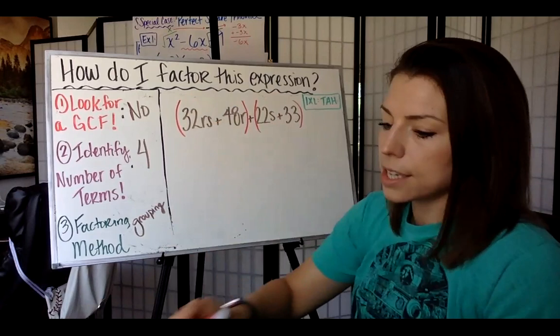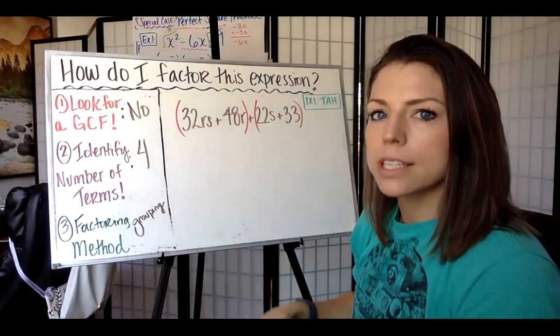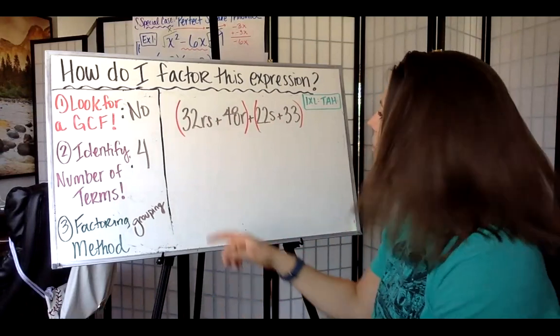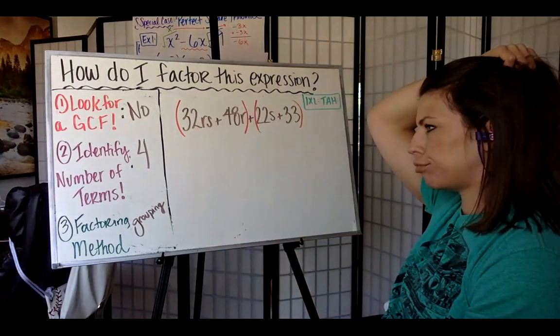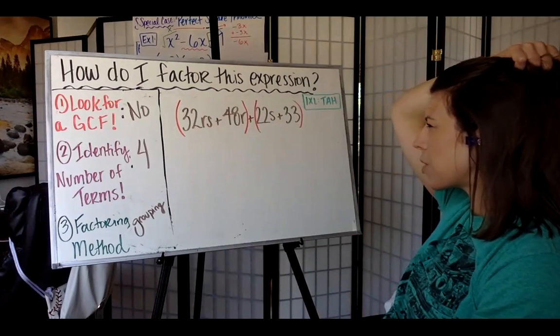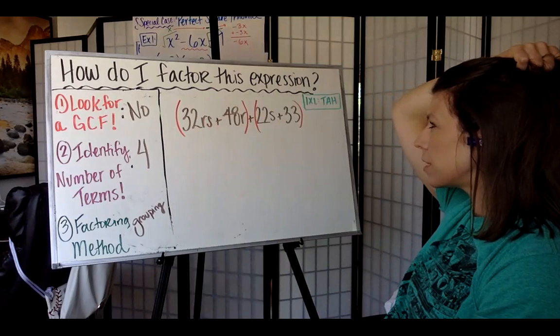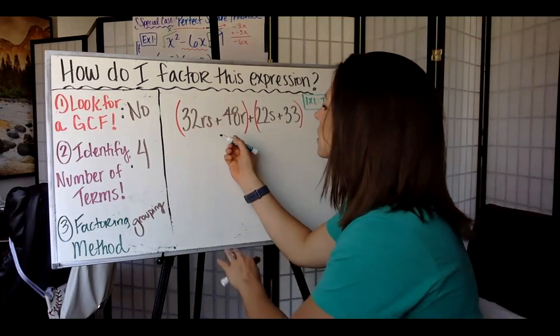All right, I'm going to keep track of my steps this time. Step 1, group. Step 2, GCF. GCF of 32 and 48. 4 goes into both. That seems low. 8? Does 8 go into 48? Yeah, it does. Okay, so this is 8.